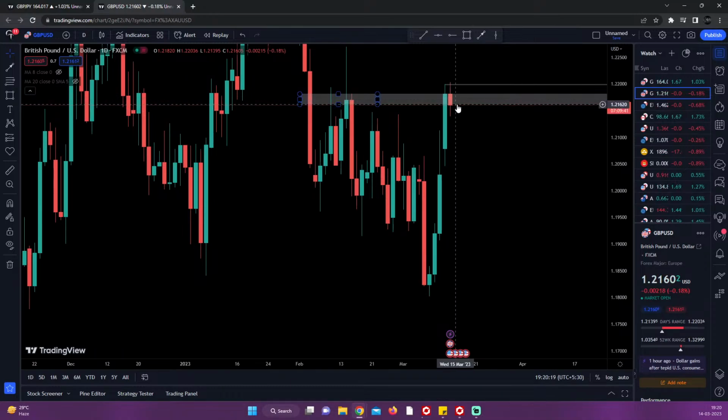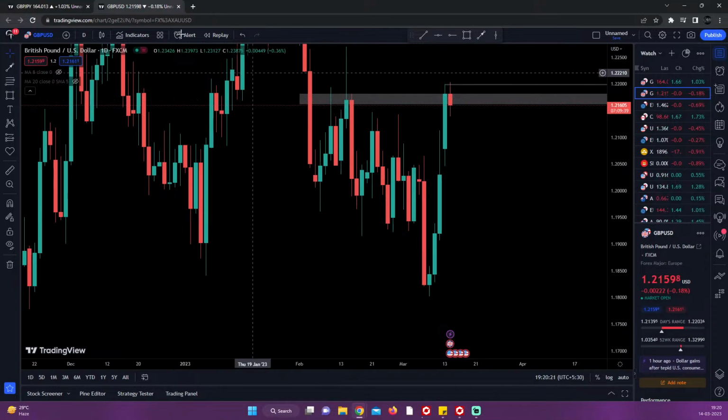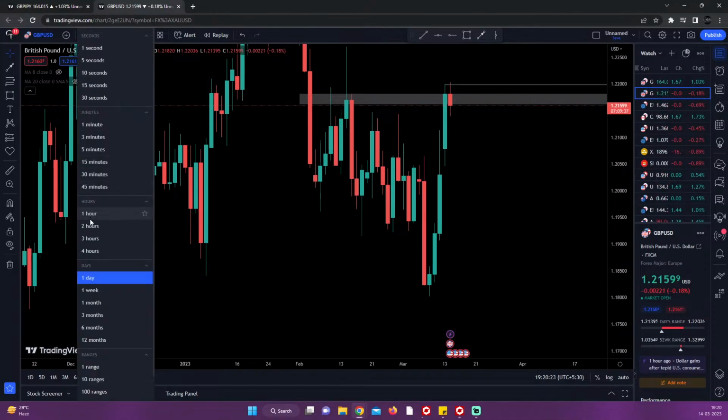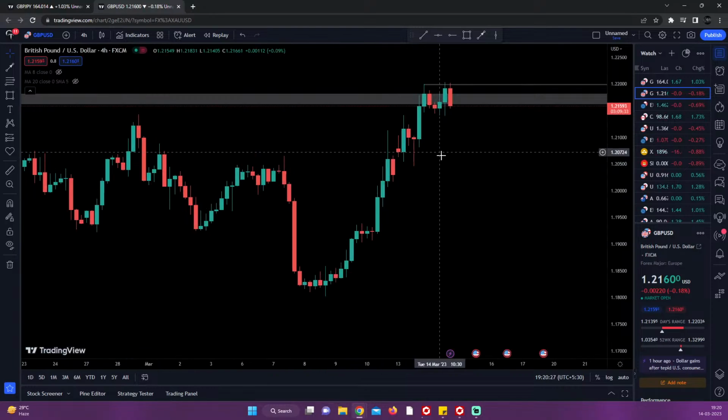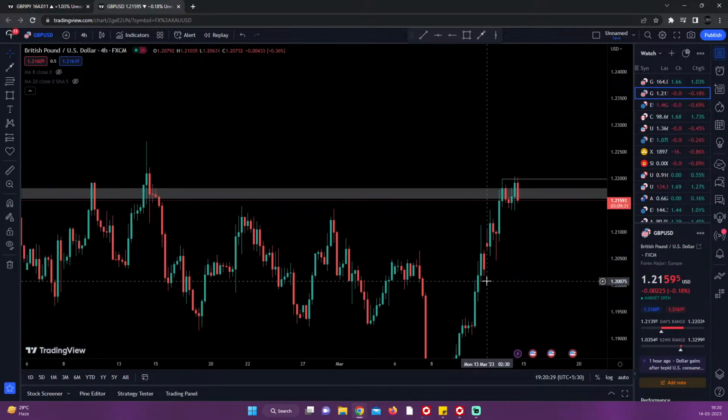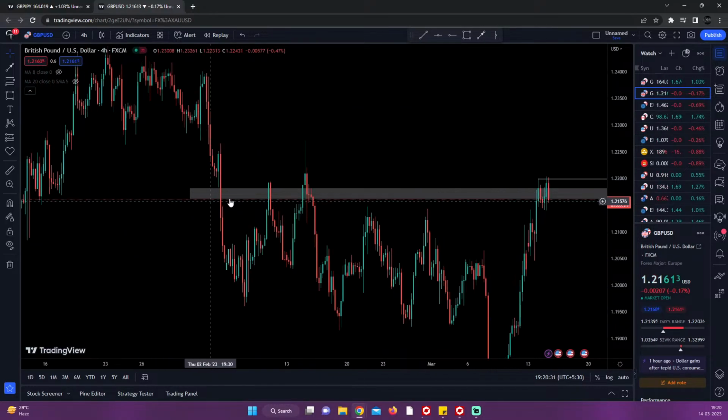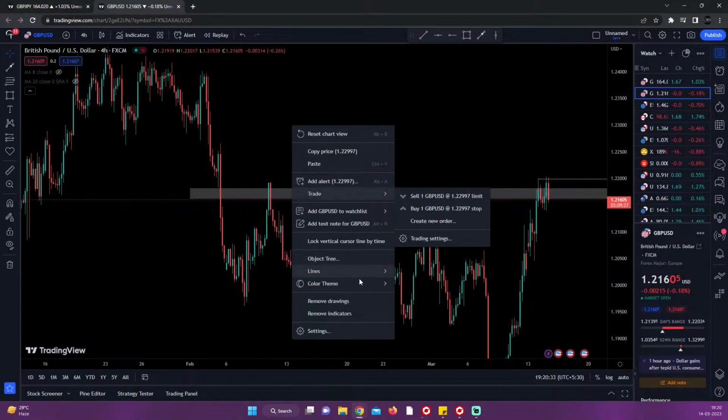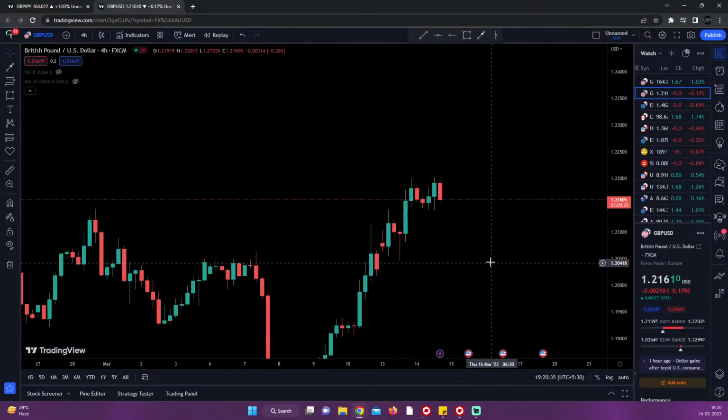We need a candle to close below this, right? So to be more sure and to give our idea some support, I'm gonna drop to the 4-hour time frame, and let's see how the market is moving in the 4-hour.